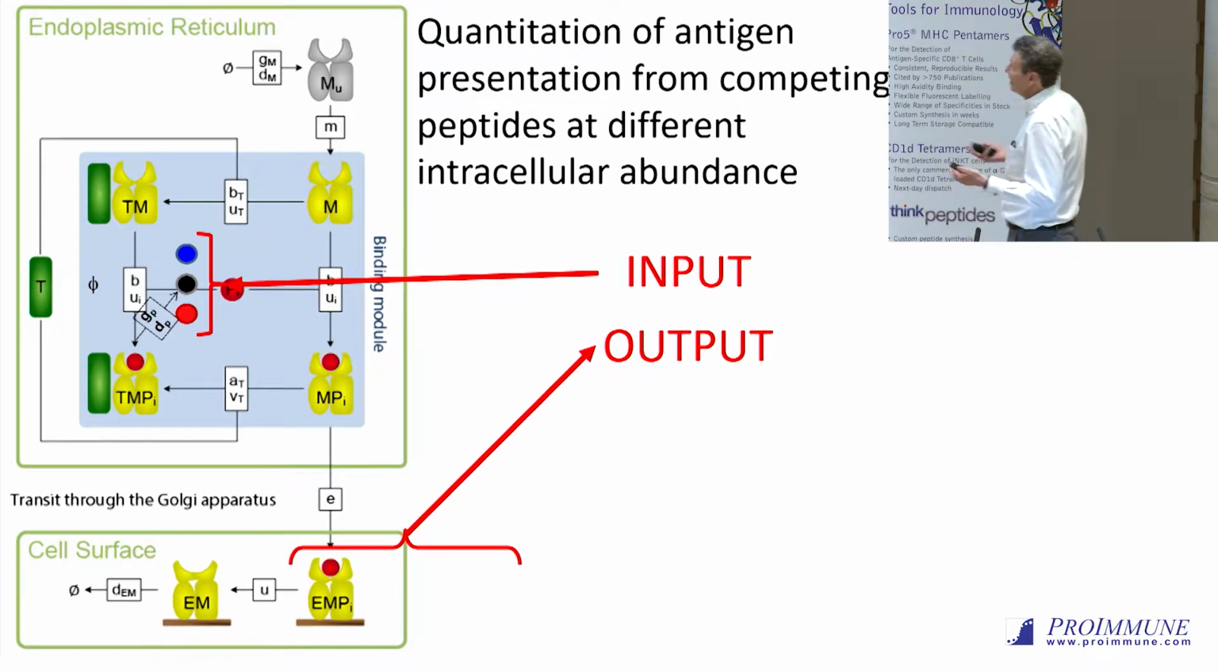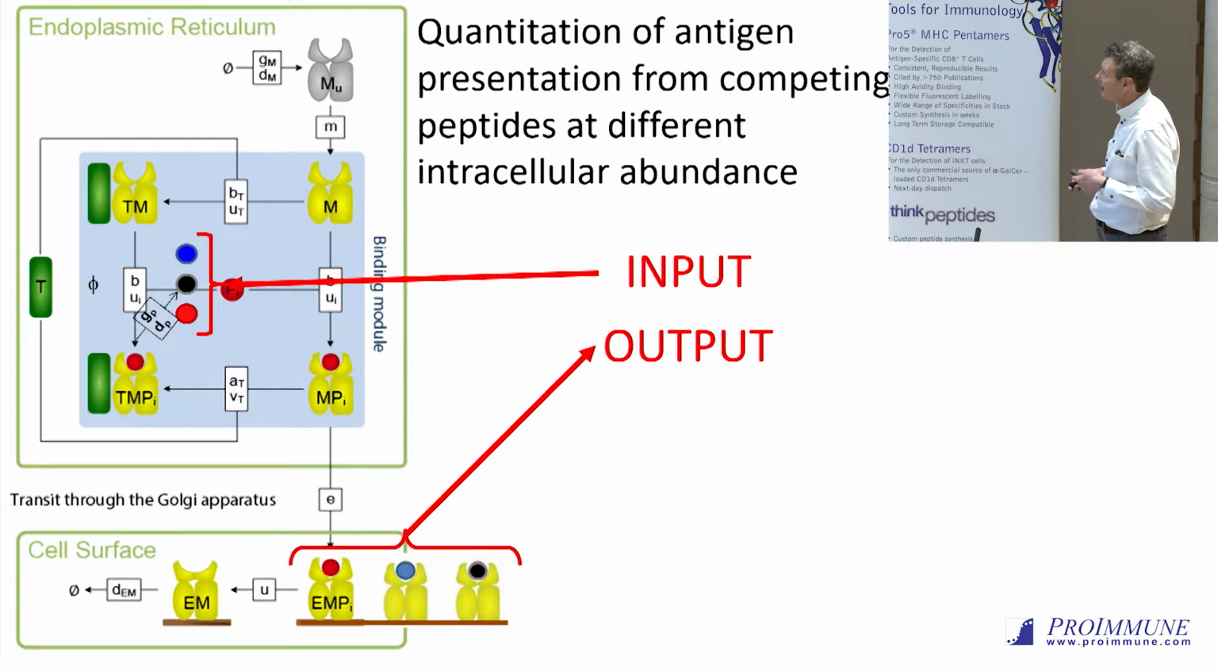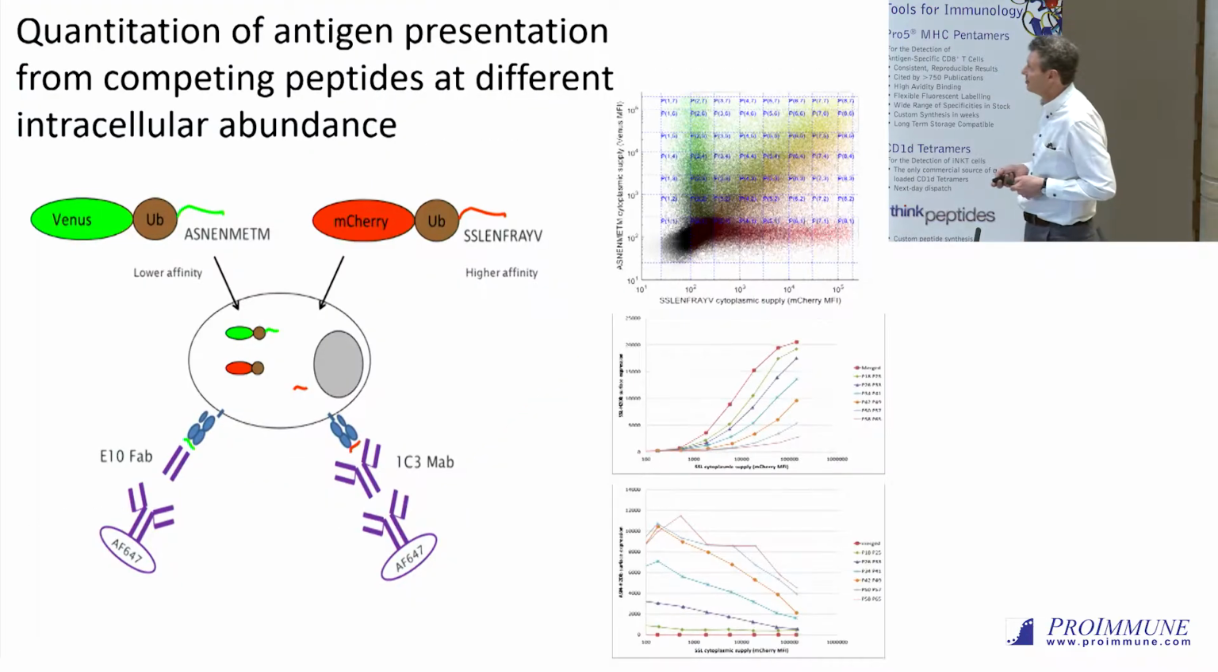Okay, so this is the system that we've set up. It's a highly contrived but highly quantifiable system to measure the quantitation of antigen presentation from competing peptides inside the endoplasmic reticulum at different intracellular abundances. So the idea is, with some knowledge of that process, we can predict the relative presentation of these peptides.